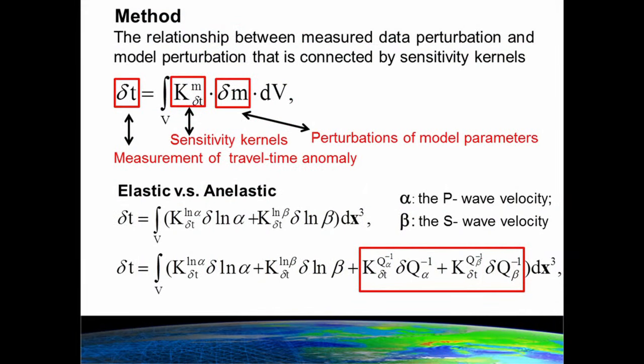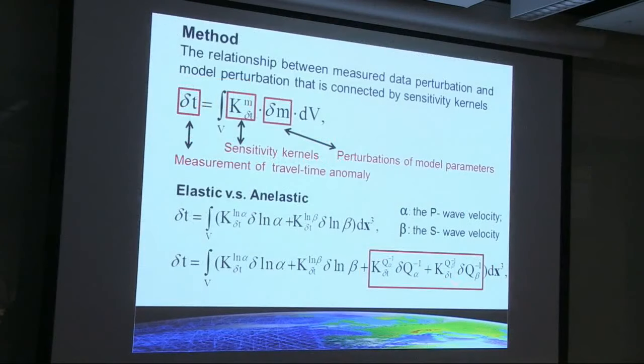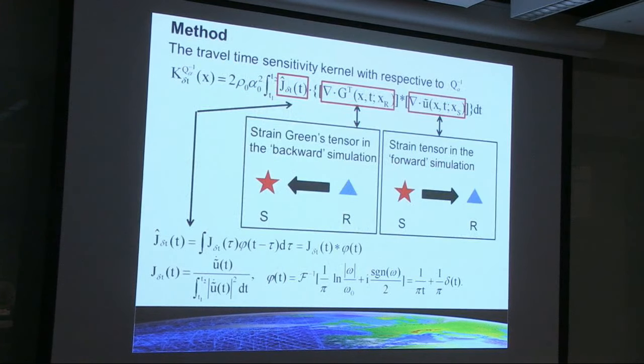While in the anelastic model, we need to add two terms, concerning the Q factors of P-wave and S-wave. During the inversion, we use the parameterization of the inverse of Qp and the inverse of Qs. That is to accommodate the different orders of magnitude in the velocity and attenuation sensitivity kernels.